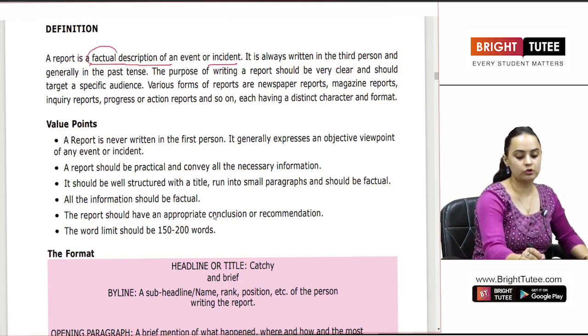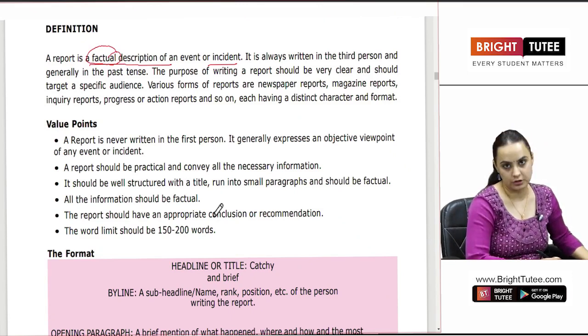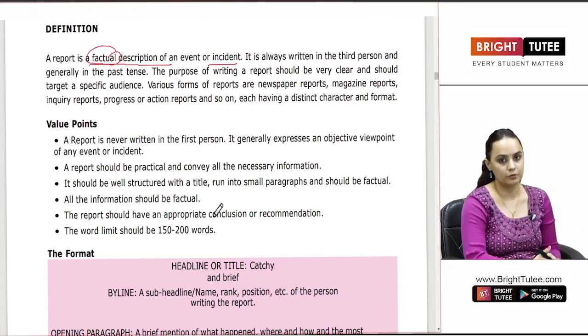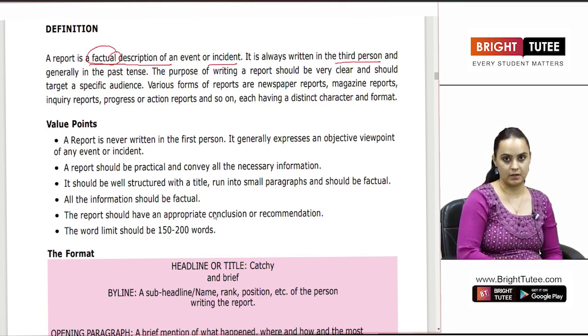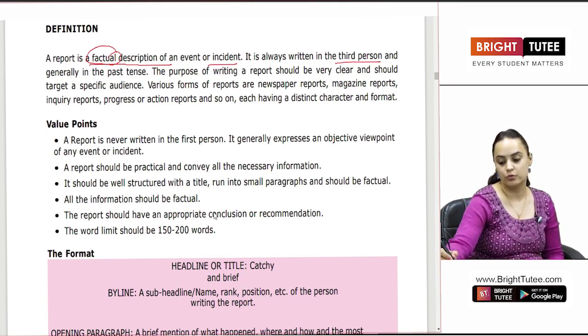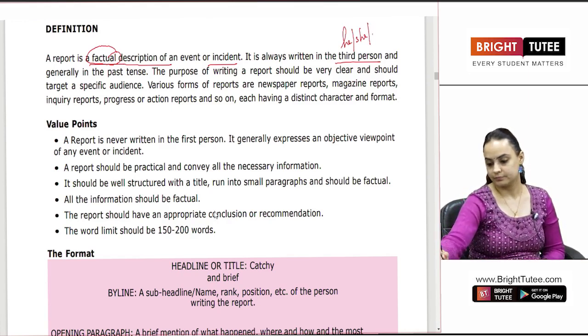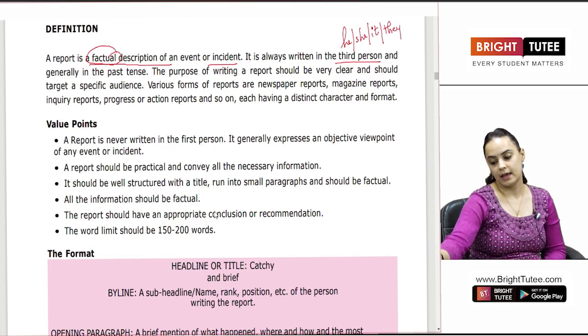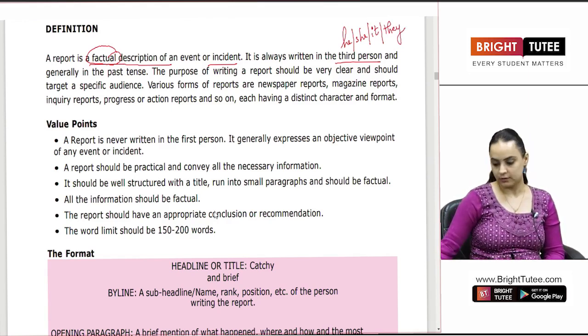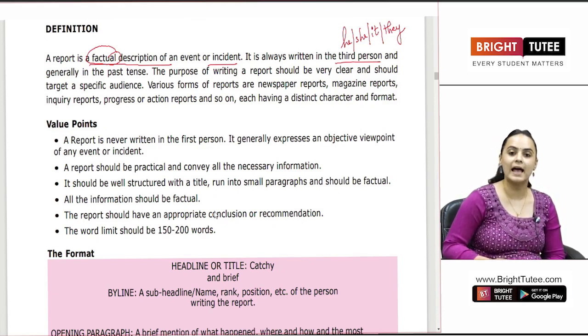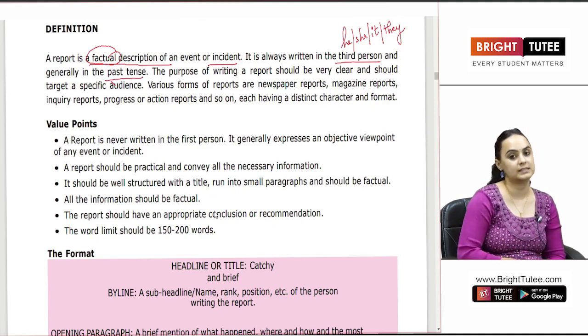Okay, factual description means something which is not imaginary. So, you have to describe some event, you have to describe some incident with the help of a report. It is always written in the third person. So, we use third person pronouns such as he, she, it, they, and so on and so forth. So, we always use the third person pronouns, and it is always written in the past tense.